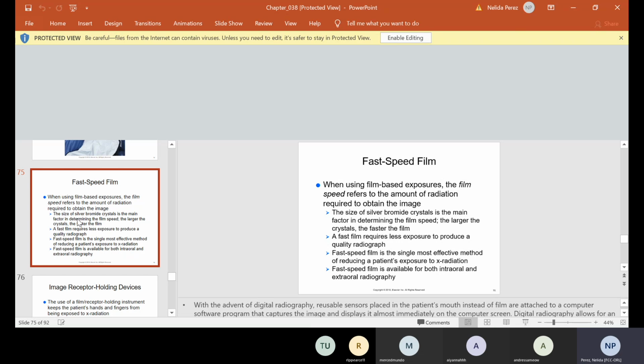The larger the crystals, the faster the film. A fast film requires less exposure to produce a quality radiograph. Fast speed film is the single most effective method of reducing a patient's exposure to x-ray radiation. Fast speed film is available for both intraoral and extraoral radiography. We're going to be talking about both intra and extra. Intra is inside the mouth, extra is outside of the mouth, okay? And we'll get to those in a little bit in your other chapters.